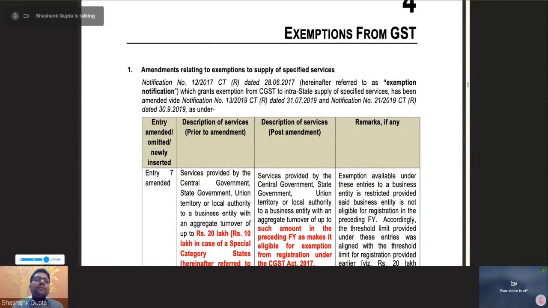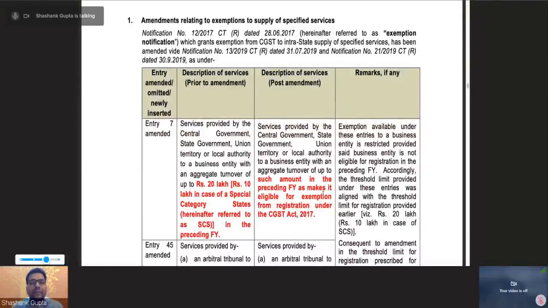So a relaxation was given by the government that in case of this unspecified service, up to 20 lakh rupees limit or 10 lakh rupees. So basically earlier the threshold limit for goods as well as service was 20 lakh rupees for normal states, 10 lakh rupees for special category states. Now, of course, for goods, it has been raised up to 40 lakhs. So, now, a corresponding amendment has been made in this exemption.